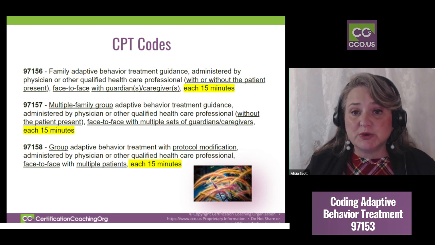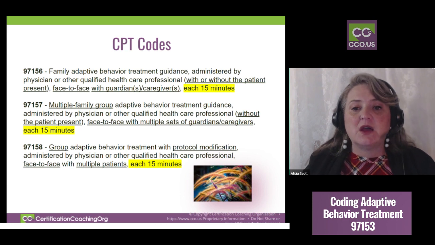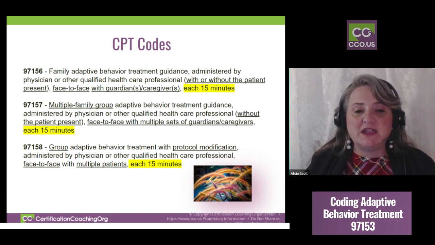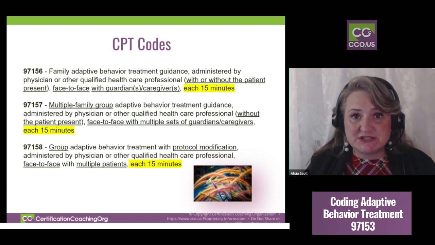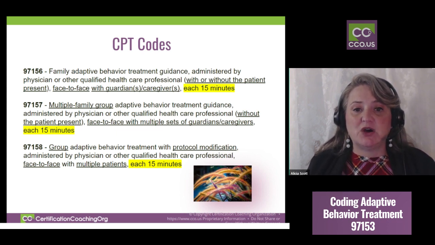97158 is group. This is a group, not family members. Protocol modification is also in this. So adaptive behavior treatment with protocol modification. That means we're changing the care plan. And then it has to be face-to-face with multiple patients. So a group setting. Very good. And again, 15 minutes is always the increment for all of these.